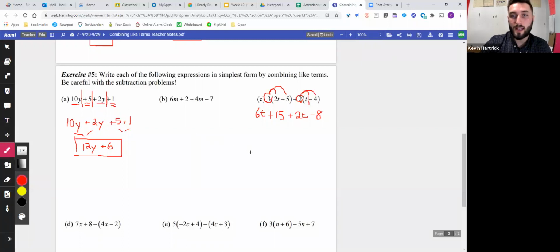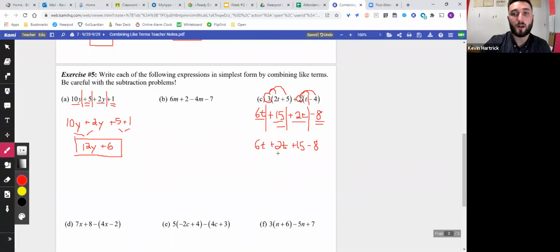So now I'm going to use the same strategies I used on A here. I'm going to separate terms with vertical lines. I'm going to single underline the t terms, and I'm going to put them together. So I've got a 6t plus a 2t. I'm going to double underline the constant terms. So I have a plus 15 and a minus 8.